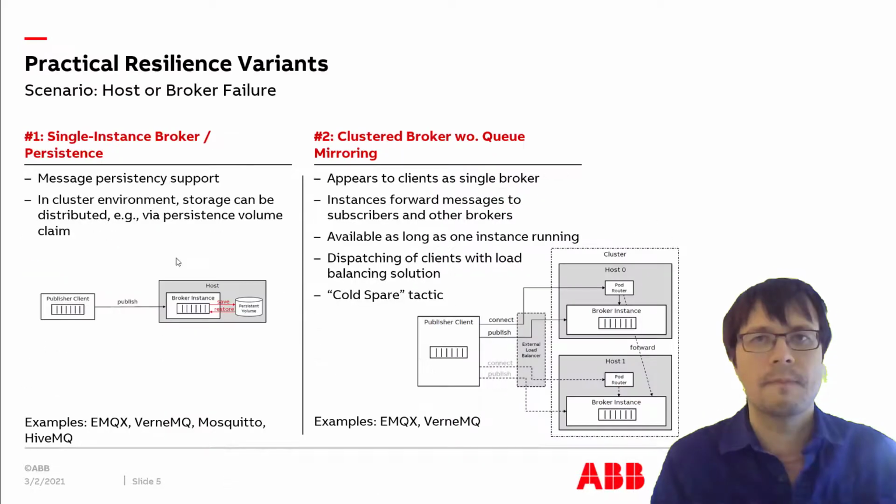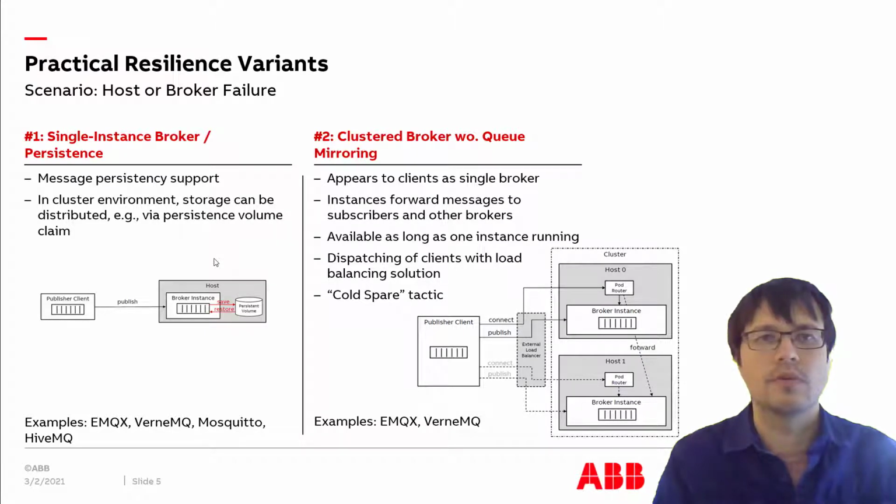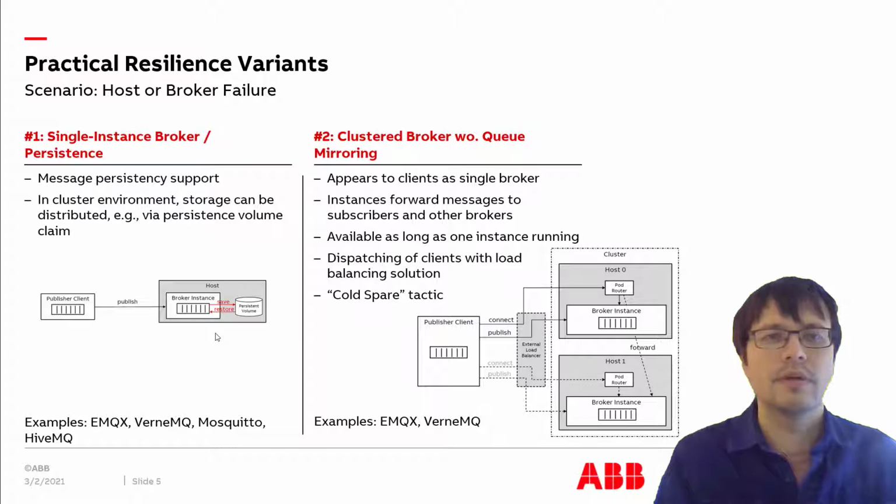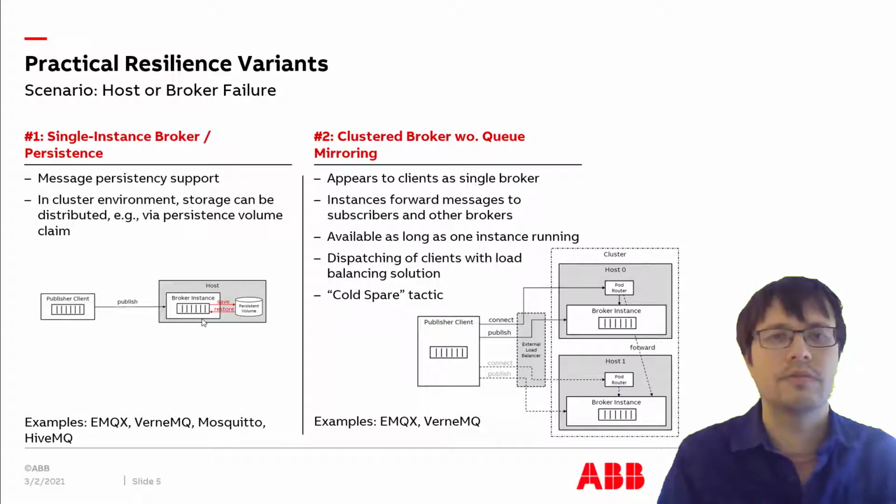So let us continue with an overview of the practical resilience variants for the scenarios of host or broker failures. The first variant is to use a single instance broker with a distributed persistence. It means that even though the broker is run as a single instance without using the cluster capability, we are using persistency support of the broker, so it is able to store and restore its queue and other information on a persistent volume provided by Kubernetes.